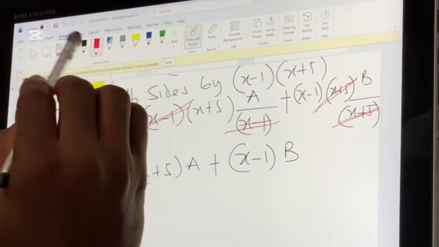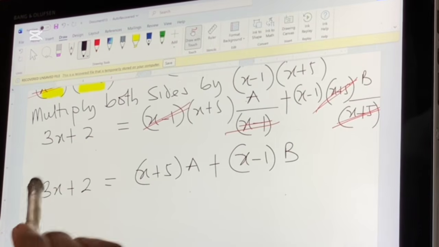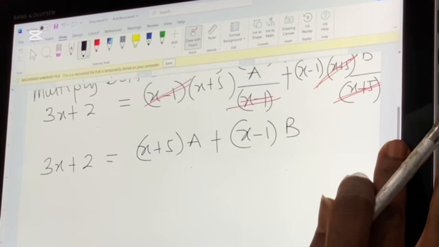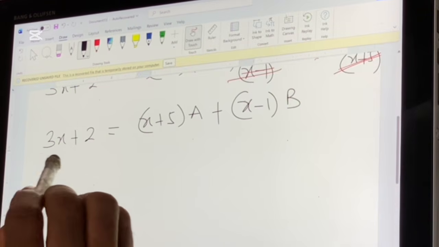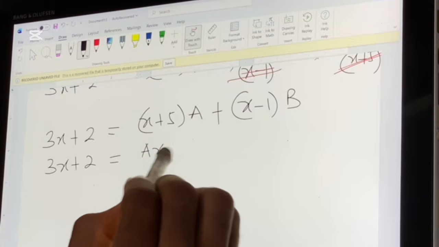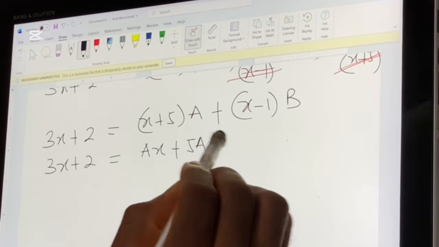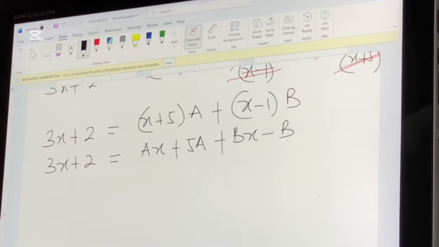In mathematics, whenever you have brackets, to move to the next step, you open the bracket. So let's open that bracket here. When you open this bracket, class, we'll have 3s plus 2 is equal to as plus 5a plus bs minus b.